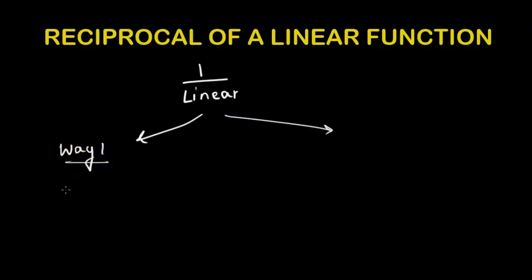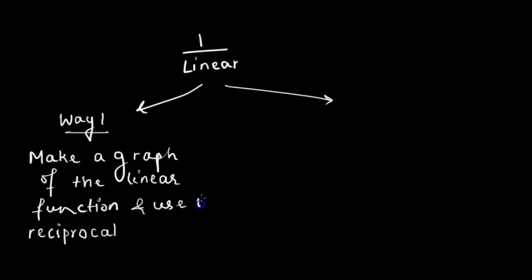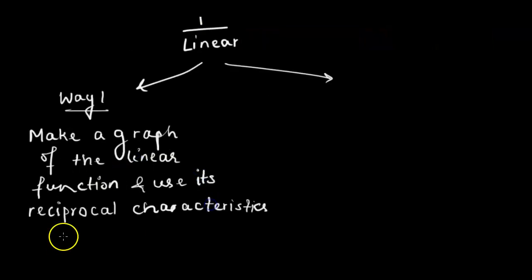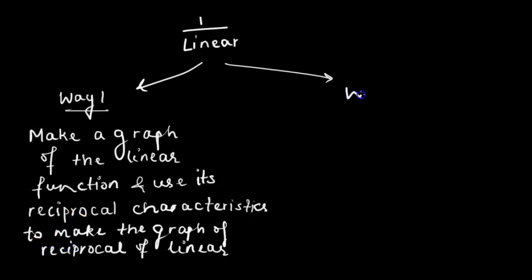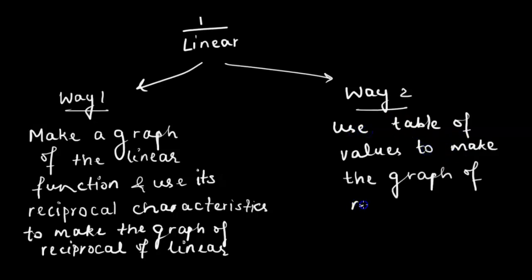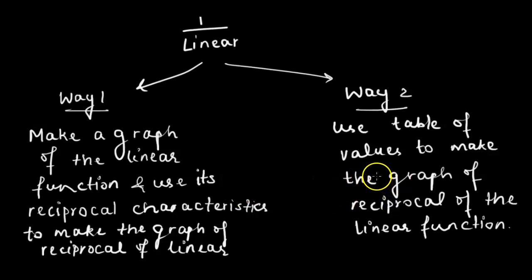The first way is we make a graph of the linear function and use its reciprocal characteristics to make the graph of the reciprocal linear function. Way 2 is to use a table of values to make the graph of the reciprocal of the linear function. We will go over both of these ways one by one. Let's first go over way 1.